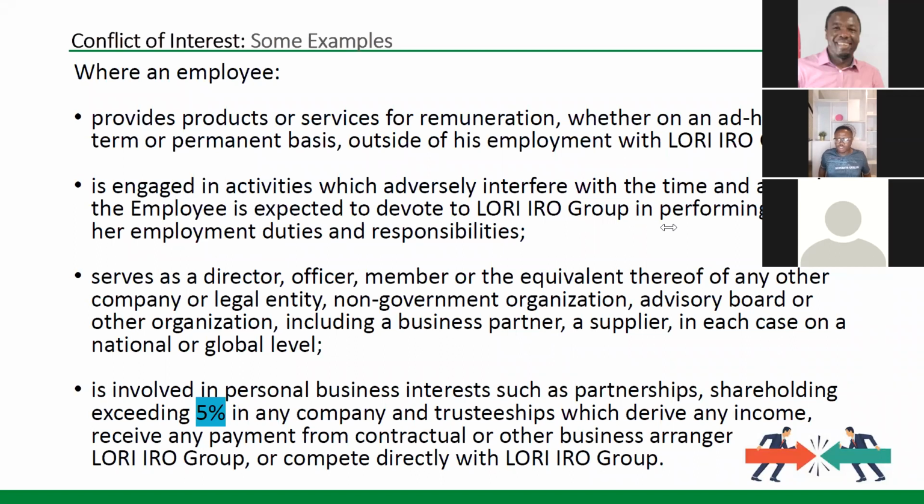Let me just pick one of them. Where an employee is involved in personal business interests, such as partnerships or shareholding, that exceeds, let me use a voluntary group, for instance, 5%, your organization may be 10%, your organization may be 1%, your organization may be 0% in any company or trusteeship, which derives any income, receives any payment from contractual or other business arrangement, or competes directly with your employer. So where you have an interest in a company, maybe directly or indirectly, and that company does business or gets any financial remuneration from your employer or from the group of companies of your employer, that can be a potential conflict of interest here.